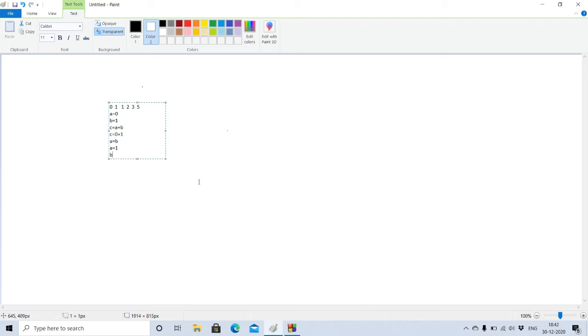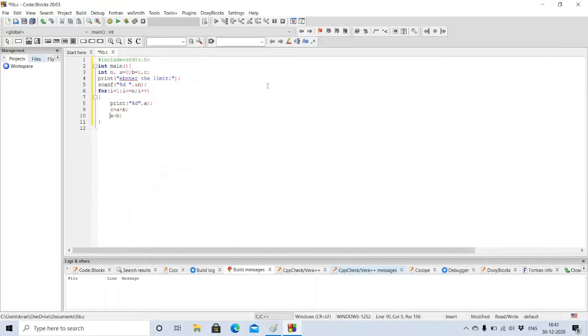And b equal to c. So what is the c value? 0 plus 1 is 1. So now b is also 1. Next we'll perform c equal to a plus b. That means c equal to 1 plus 1, so we get 2. Like that we get the Fibonacci series. So let's write a equal to b, then b equal to c. Okay, we have completed it.